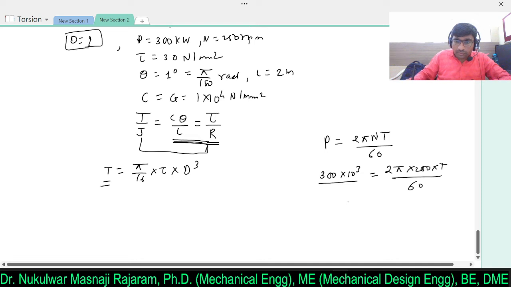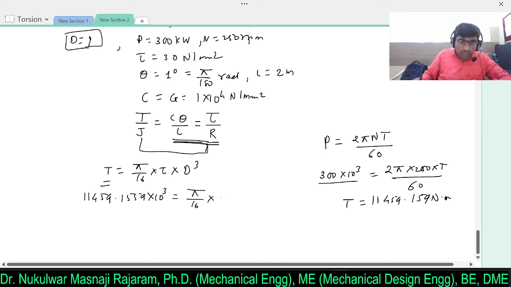So the value of torque will be 11459.1559 Newton meter. Here, while considering, I will consider it in Newton mm. So I will write 11459.1559 into 10 raised to 3 equal to pi by 16 into tau, the value of tau is 30, into d cube. Only unknown is d. So if you evaluate for d, it will be 124.5 mm. So it is near about 125 mm.